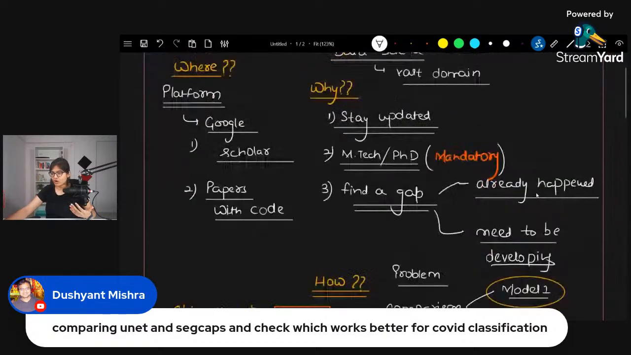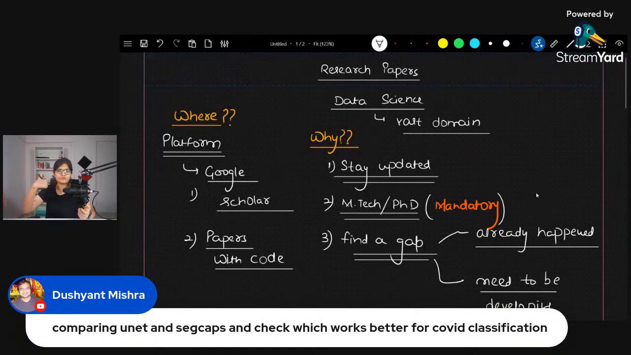So, what I have talked about in this session is, first of all, why a research paper is required to be read, where we should go, and how we basically read the research paper. These three topics we have covered in today's session. Now, on why, where, and how, if you have any doubt, you can ask me.